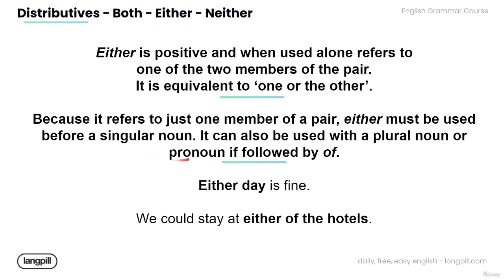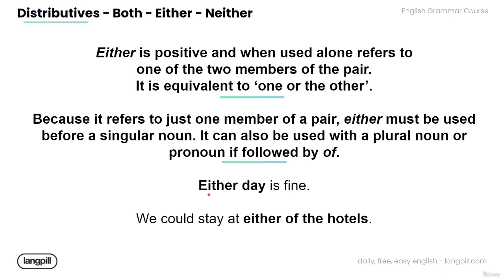Now, if you want to make it a plural noun after either, then you're going to have to add this word of. And then once you change it to that new phrase, either of, followed by a noun, you can use the plural noun or a plural pronoun. Here we're using these object pronouns. So these plural pronouns would be them, us, or you, the plural you.